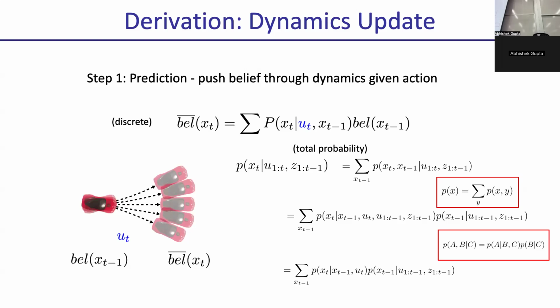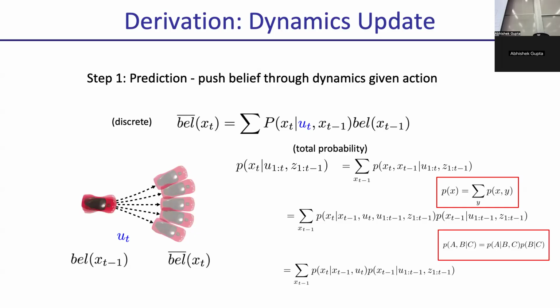It does. So you just apply this recursively. This is connecting belief bar of xt to belief of xt minus 1. And then belief of xt minus 1 will be expressed in terms of belief of xt minus 2. So it's like you apply this at every single step.